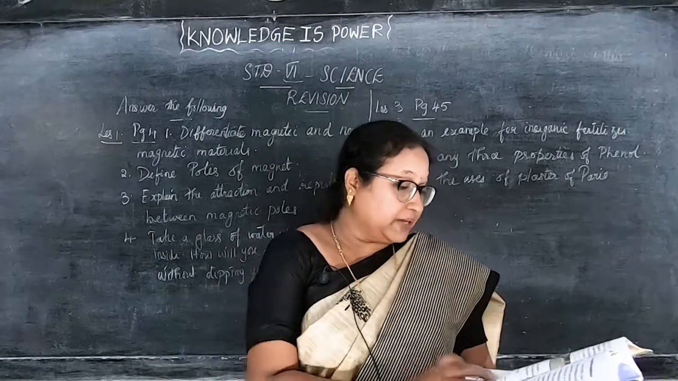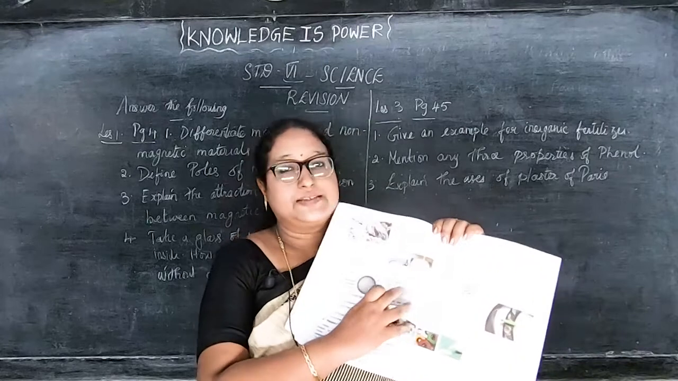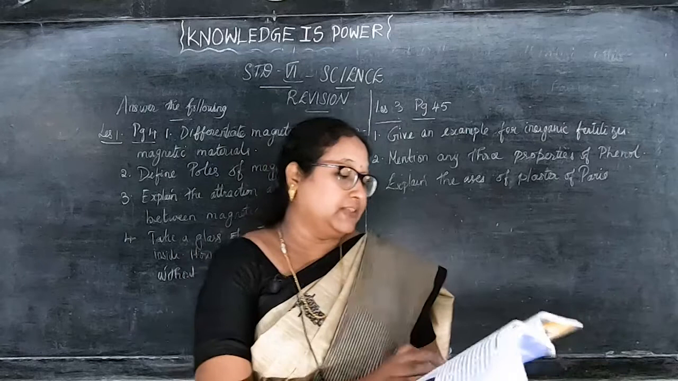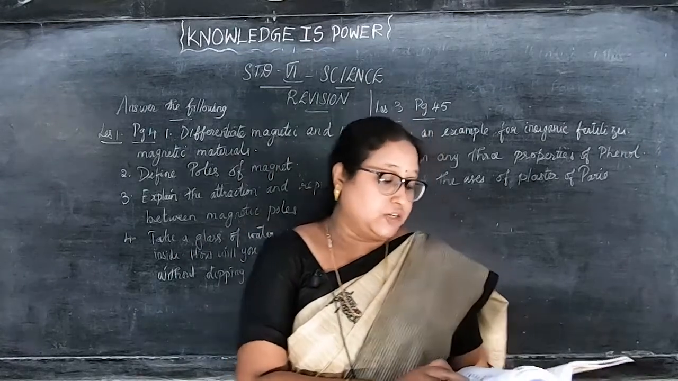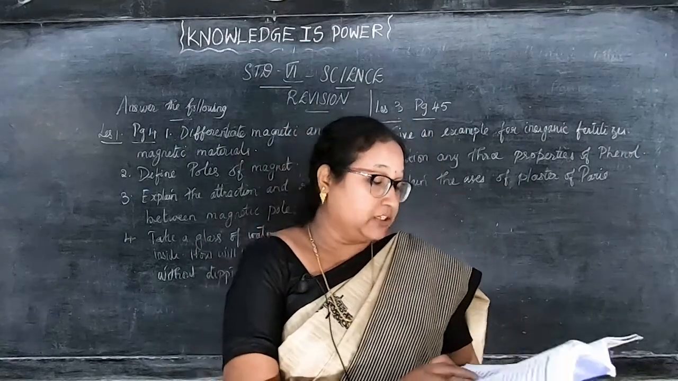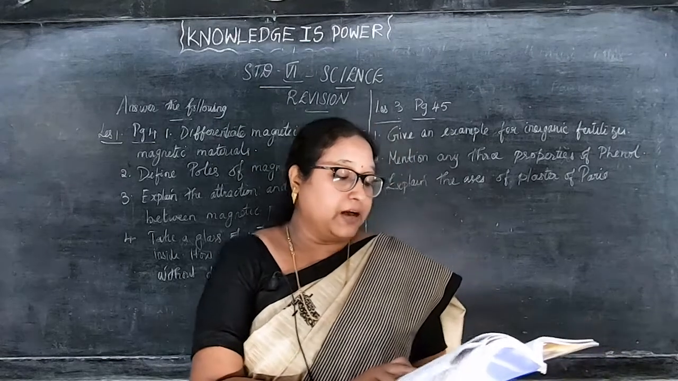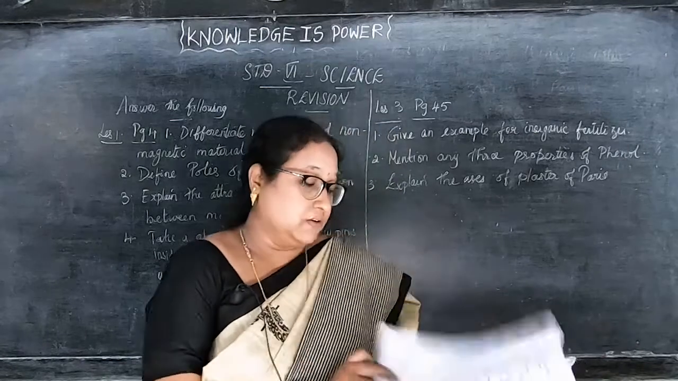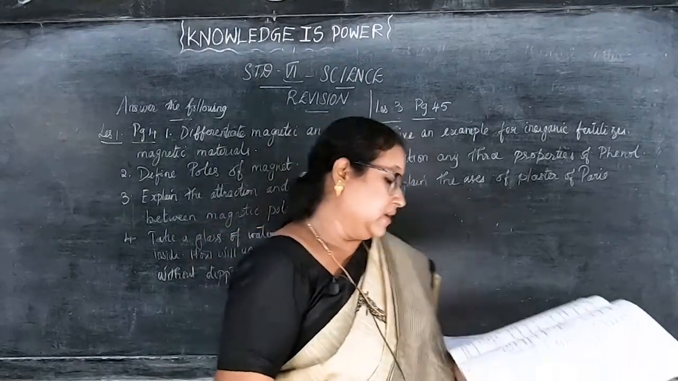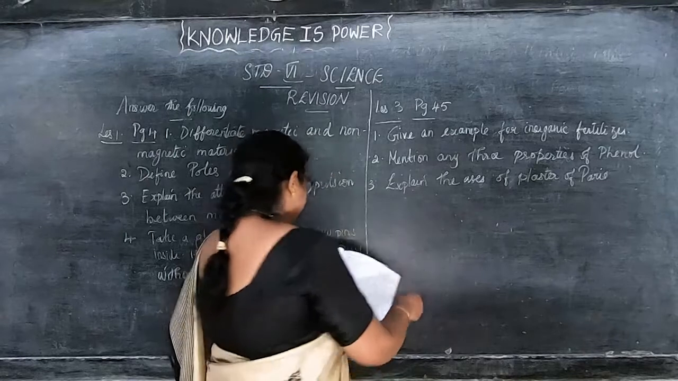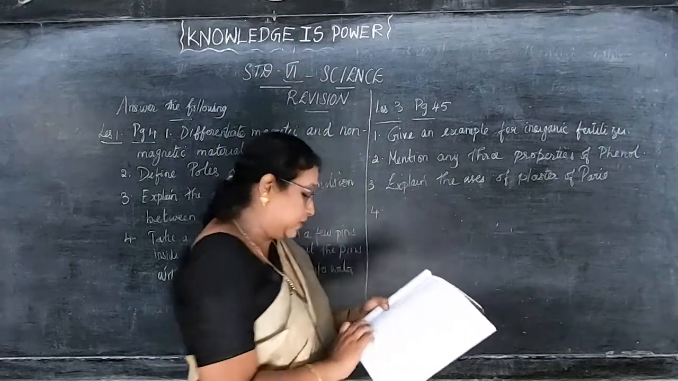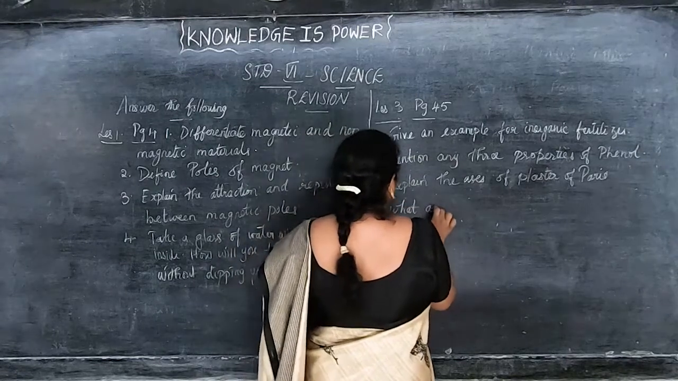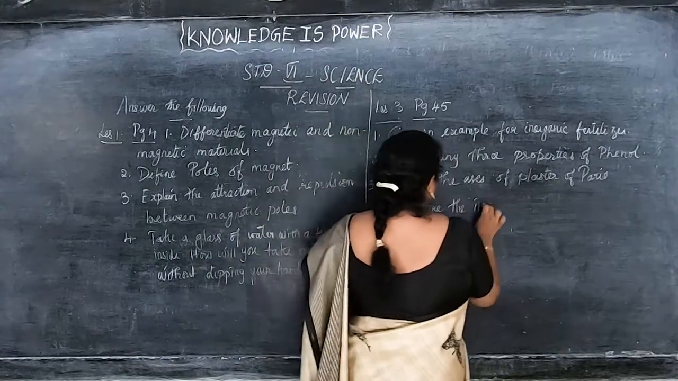Again, page number 40, plaster of Paris uses. See on the right side, yes, 4 points are there. What are the points? In making blackboard chalks, in surgery for setting fractured bones, for making moulds for statues and toys, and in construction industry. Then next is, what are the ingredients of the cement? In the book it is the 6th question.